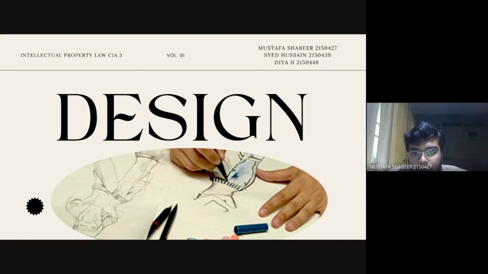Our team consists of Mustafa Shabeer, registration number 2150427, Syed Hussain, registration number 2150439, Diya H, registration number 2150448. Our topic for the CIA 3 is the registration of design under the Designs Act 2000. The first person to be speaking will be Syed Hussain.